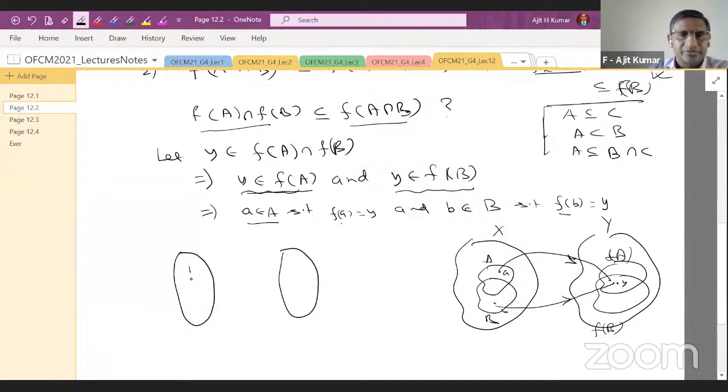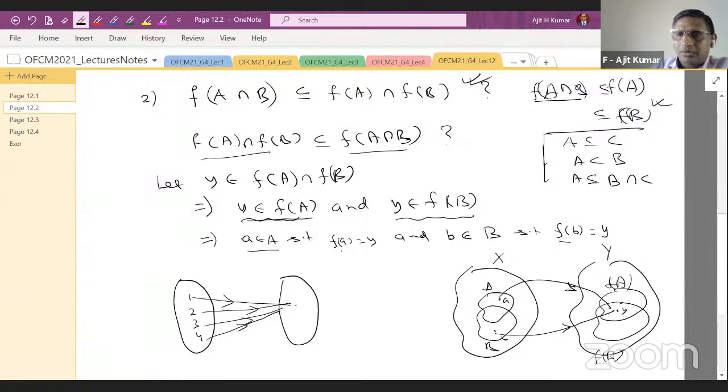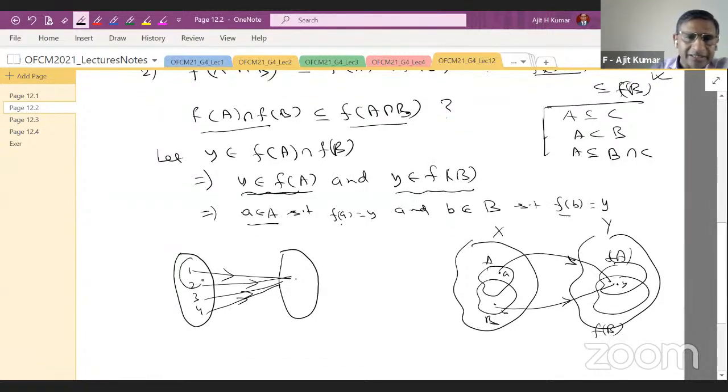Let us say this is my set 1, 2, 3, 4, and for example, I can take a constant function, which is not 1-1. Can we construct subsets A and B such that f of A intersection f of B is not contained in f of A intersection B? So if I take A to be this and B to be this, then what is f of A?